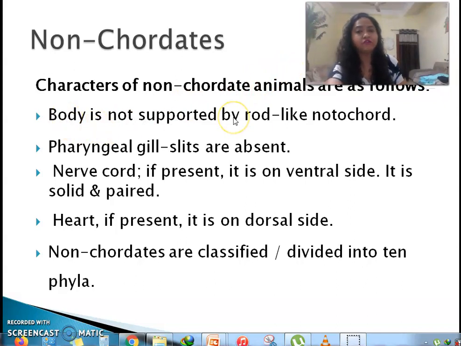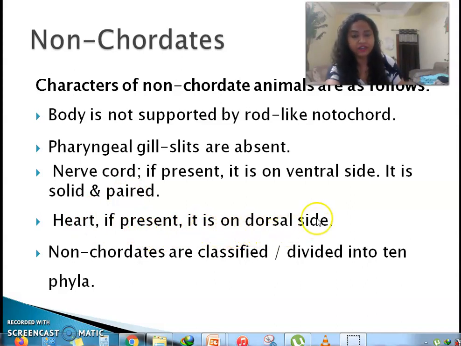Moving forward, the first group is non-chordates. The characteristics of non-chordate animals are as follows. Body is not supported by rod-like structure, which is a notochord. That means they do not have a spinal cord or a notochord. Pharyngeal gill slits are absent. Nerve cord is present. It is on the ventral side. And how is it? It is solid and it is in a pair.